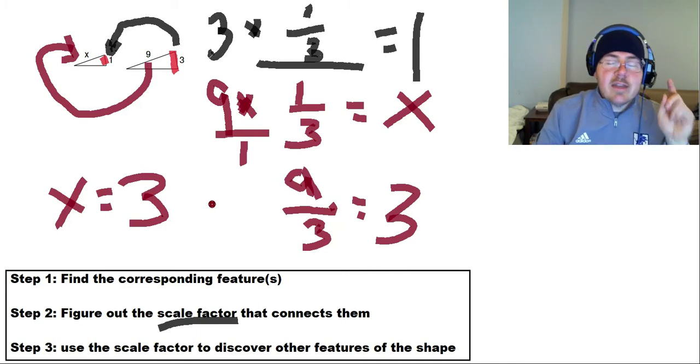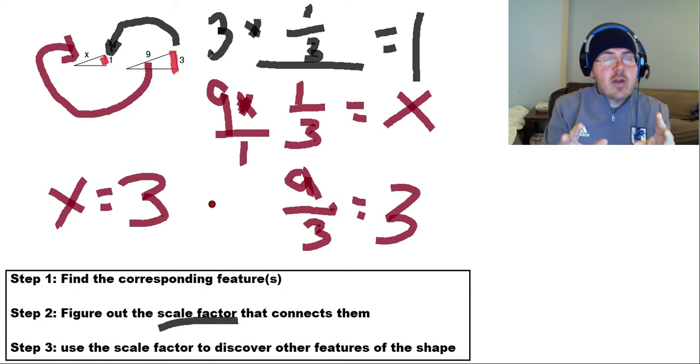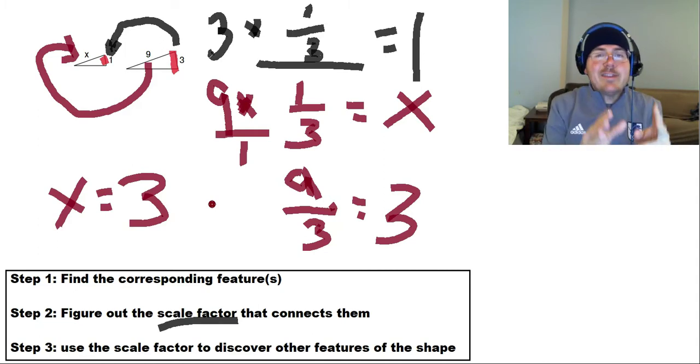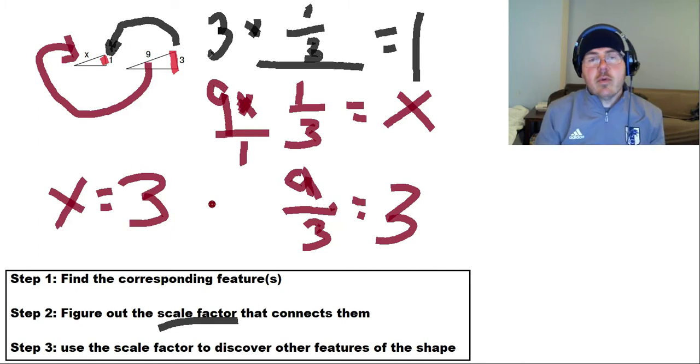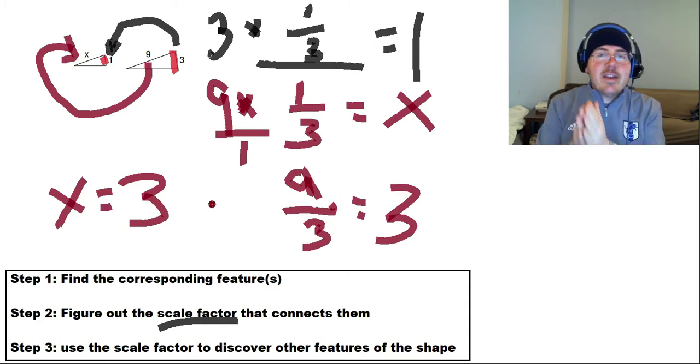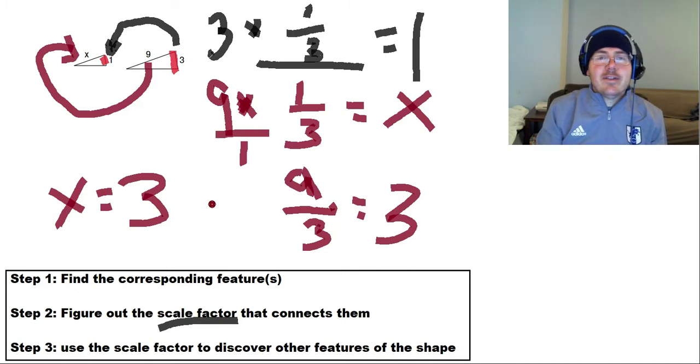So, identify the corresponding features, figure out what the scale factor is. By the way, if you can figure it out as division, just write it as the multiplication of the fraction form. And lastly, use that scale factor to figure out what is missing, what they're asking for. So on the next one, I want you to pause it and see if you can figure it out before I solve it.